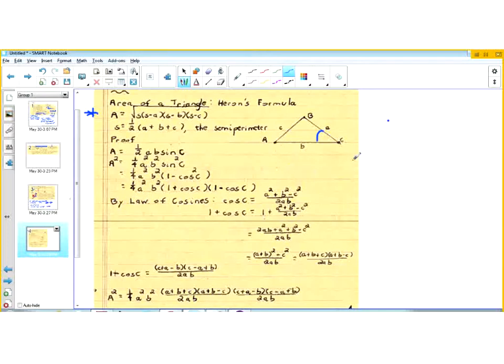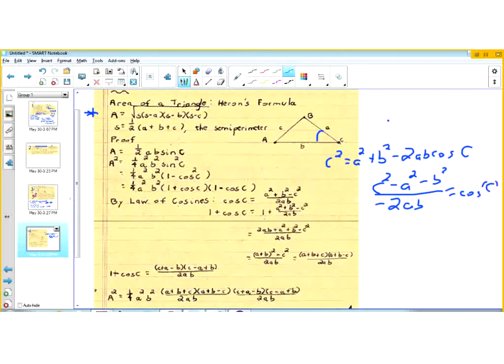Okay? So then we use the law of cosines to solve for the cosine of C. So, we know that C squared is equal to A squared plus B squared minus 2AB times the cosine of C. So we can solve for cosine of C. So we have C squared minus A squared minus B squared all over negative 2AB is equal to the cosine of C, excuse me.